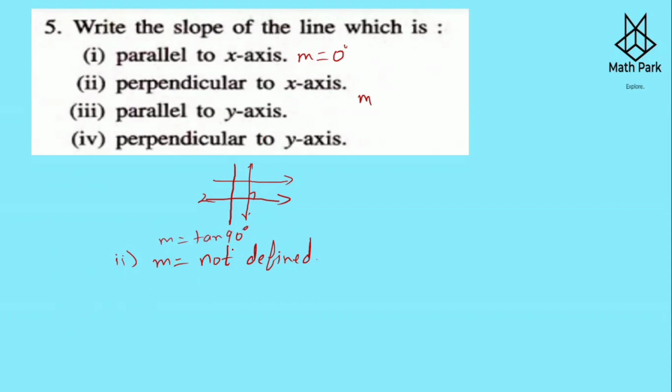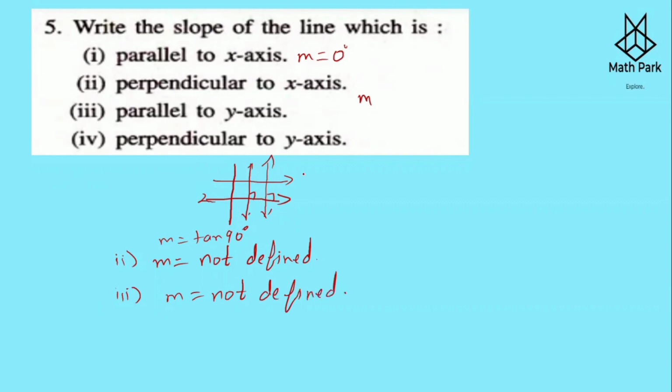Line perpendicular to the x-axis, the theta is going to be 90 degrees. Line parallel to the y-axis is the same thing. So where the inclination is 90 degrees, for the third case also, your slope is not defined. When the line is parallel to the y-axis, the slope is not defined.